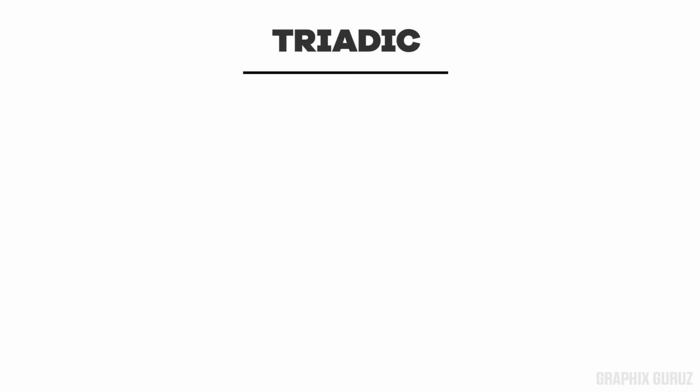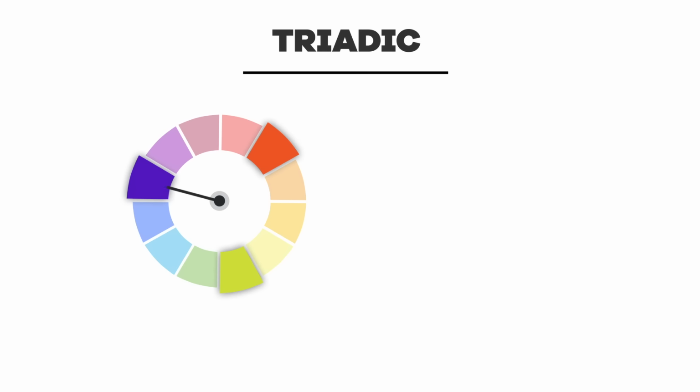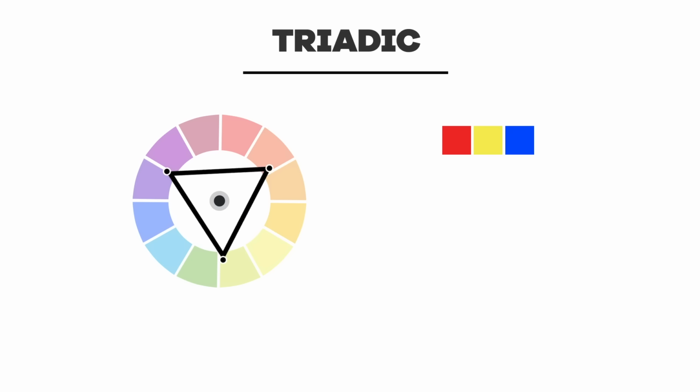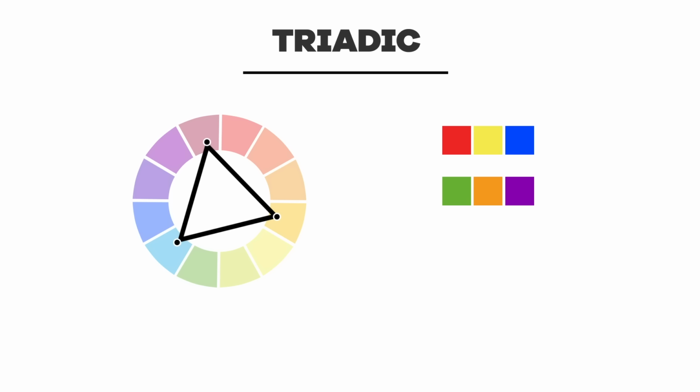After that, we have the triadic color scheme. A triadic color scheme uses 3 colors that are equally distant from each other on the color wheel, like a triangle. These color combinations are often bold and vibrant. Red, yellow, and blue. Yellow-orange, red-violet, blue-green are perfect examples of a triadic color scheme. Brands like Burger King and Superman use a triadic color scheme.